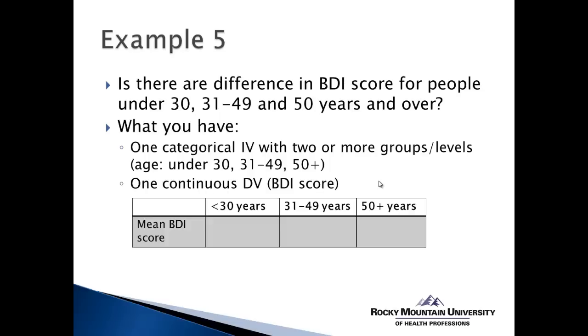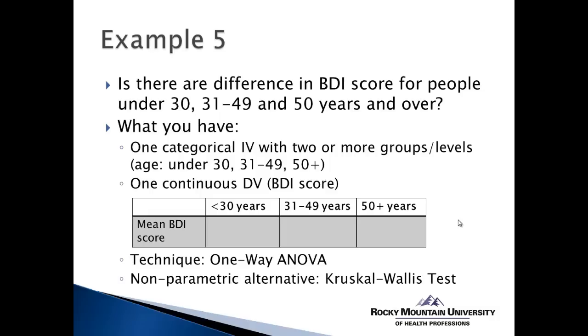So now to graph this would look very similar to what the independent t-test graph looked like, except now we have an additional column for our third group. So our three levels of independent variable, under 30, 31 to 49, and then 50 years of age and older, and then one numeric outcome, mean BDI score. So in this case, our option would be the one-way ANOVA. Now, if our data was not normally distributed or we violated one of the other assumptions of the one-way ANOVA, our non-parametric alternative is the Kruskal-Wallis test.